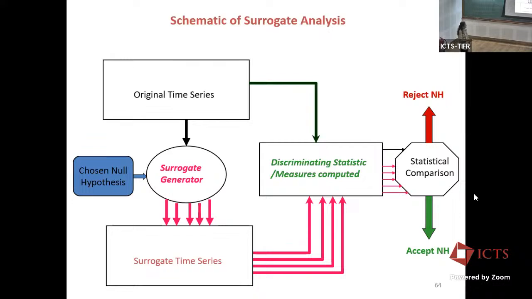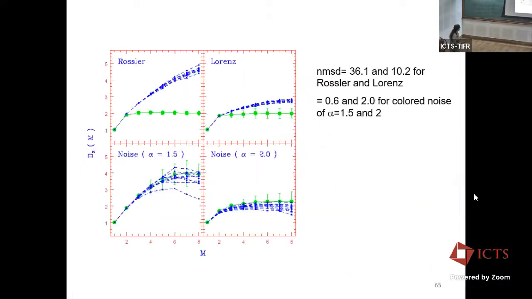So this is the schematic of the total surrogate analysis. You start with a null hypothesis, this is the original time series, and generate a number of surrogates from the original time series. That gives you the surrogate time series. Calculate any measure with all these, and with the data also, whichever measure you are using. Then check how they are different or not, compare them. If it is the same, accept the null hypothesis as correct. If not, reject the null hypothesis. So this is the basic schematic behind the surrogate data analysis.